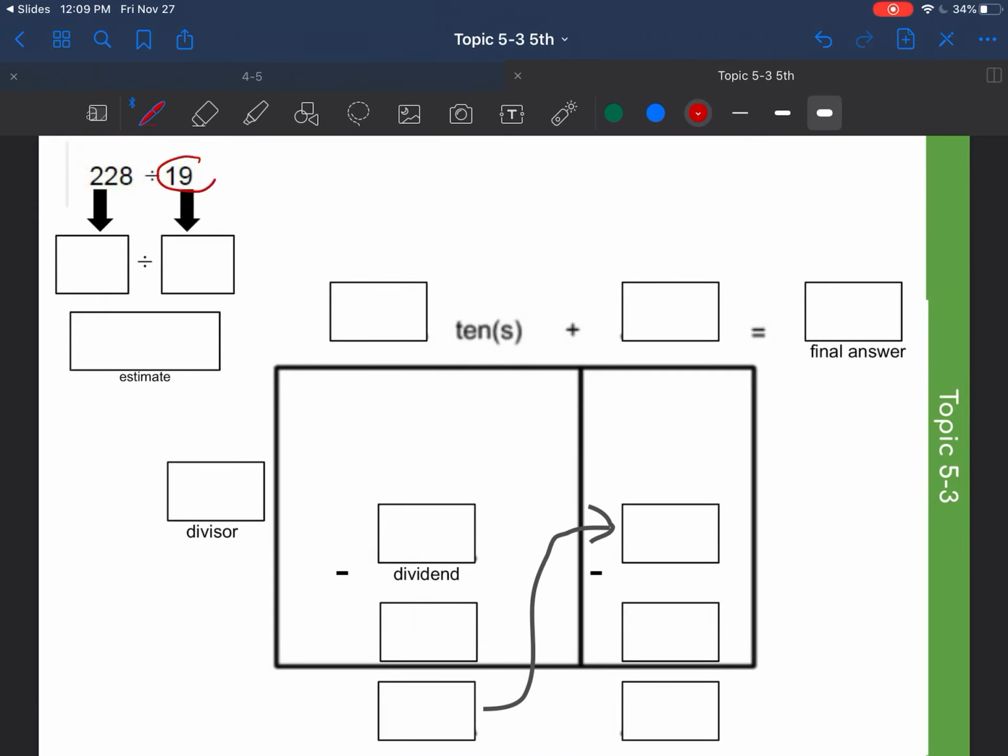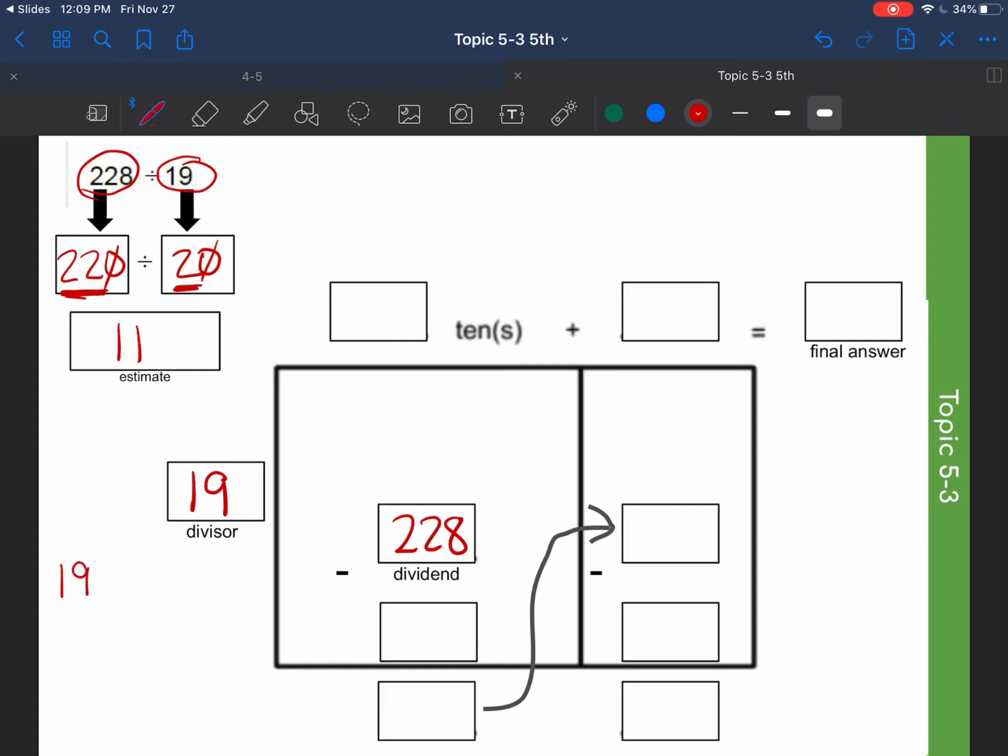So we look at that divisor first. What is 19 really close to? It's close to 20. And how can we change 228 so it's a multiple of 2? We can do 220. If you wanted to do 200, you could too. So now our basic fact is 22 divided by 2, which is 11. Cancel out the zeros, you just have 11. So now we fill in our parts of this problem into our template. So our divisor is 19, we fill it in there. Our dividend's 228, okay? And we go through the same process.